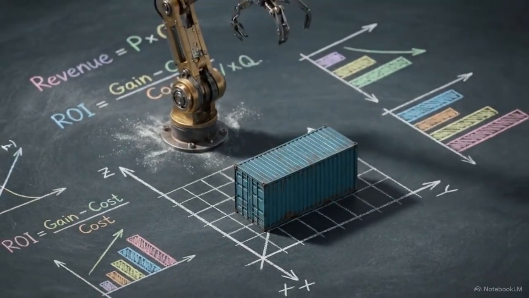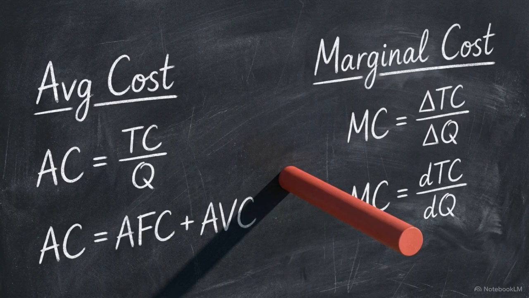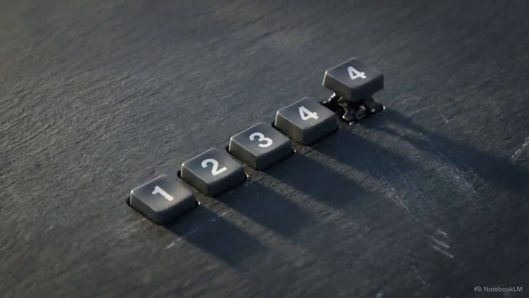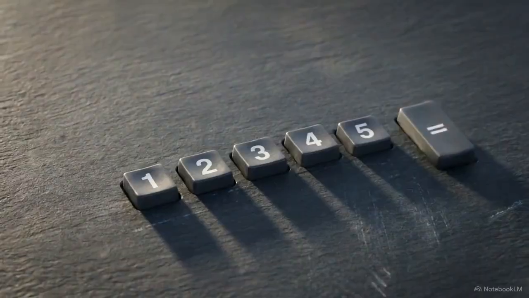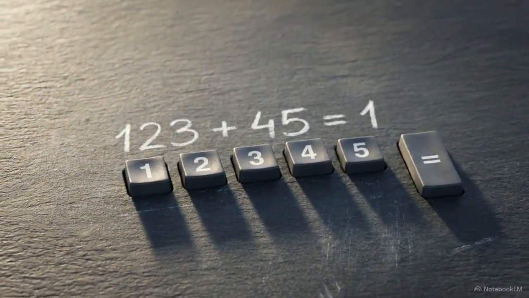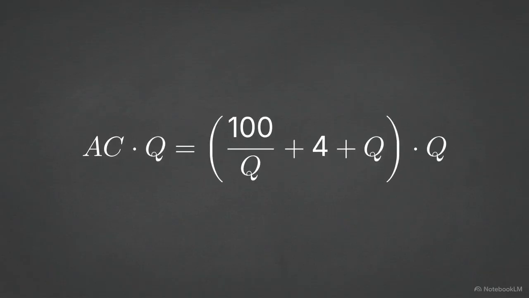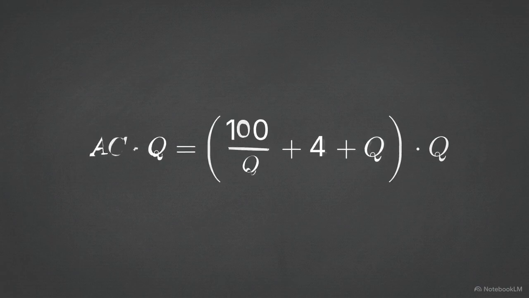Pivoting from revenue to cost reveals a common analytical trap, confusing average cost with marginal cost. It is a hard mathematical rule that you cannot differentiate an average metric directly into a marginal metric. We must bridge the gap between these metrics. We always convert the average into a total before applying any calculus. Consider a complex scenario where our average cost equals 100 over q plus 4 plus q. To bridge this, we multiply the entire average cost equation by quantity to isolate total cost.